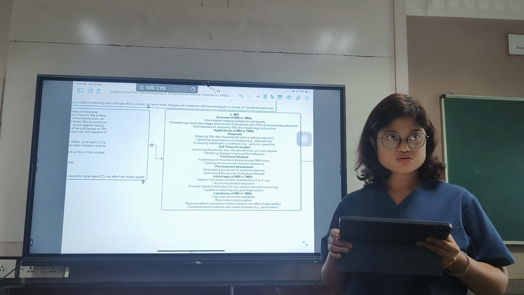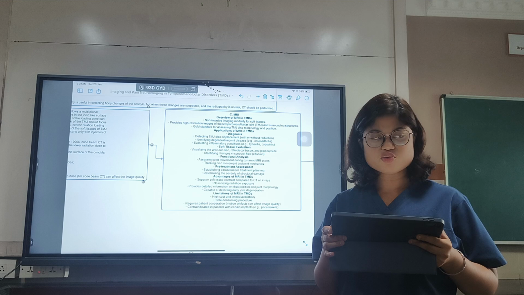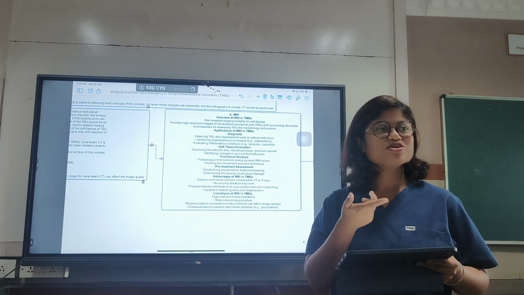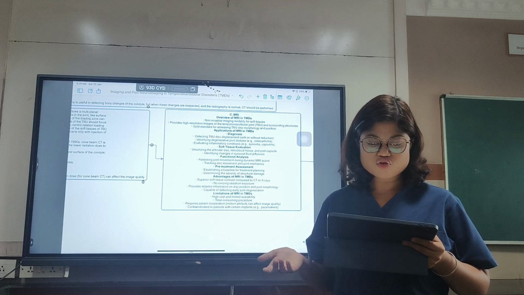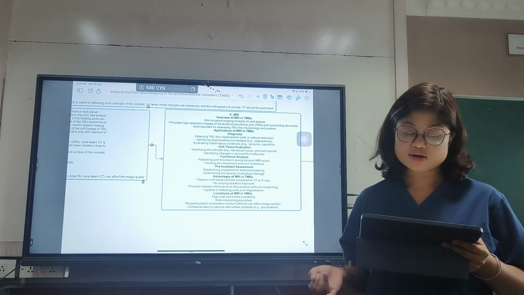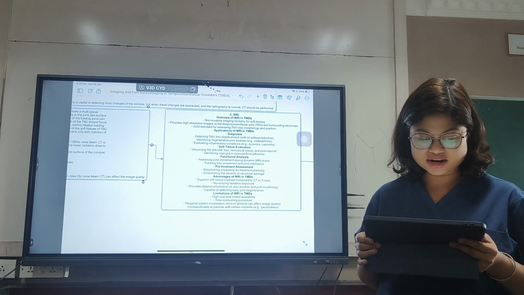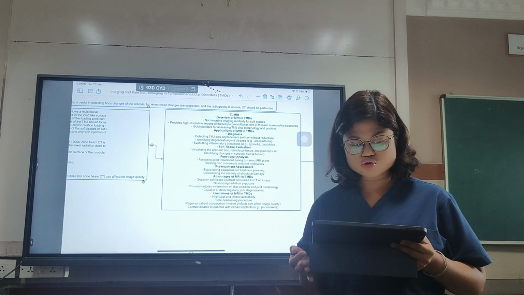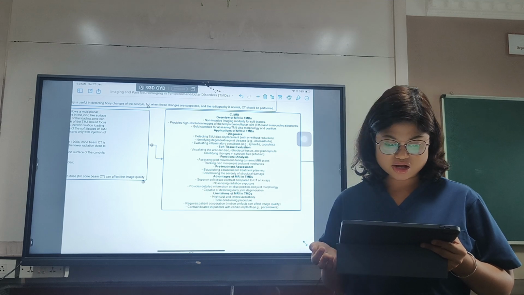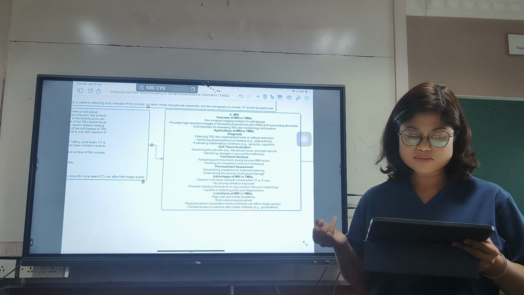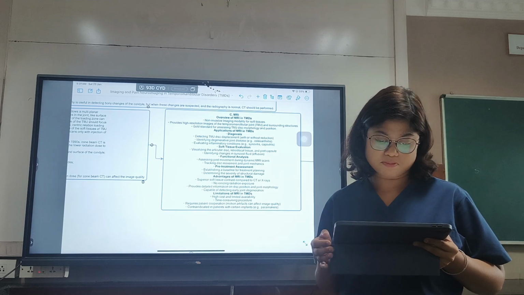Coming to the third one, MRI. Overview of MRI in TMDs. It is a non-invasive imaging modality, providing high resolution images of the joint and surrounding structures. It is the gold standard for imaging TMJ disc morphology and position.